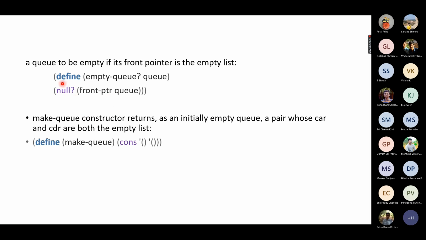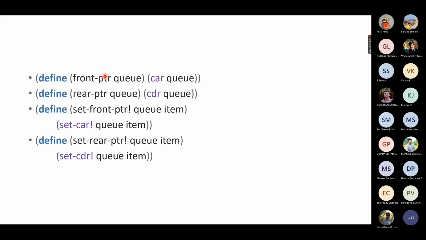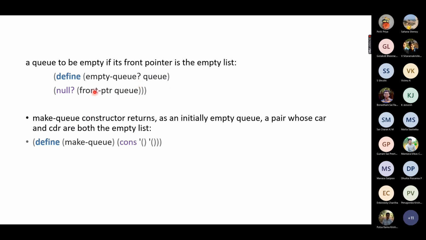Okay, so we are going to define the empty-queue? procedure. Given a queue, whether it is empty or not, what you will do is take the front pointer of the queue. Front pointer is the function which will return your car part. So it checks whether the car part of the queue is null or not. If it is true, then it is empty. If it is false, it is not empty.